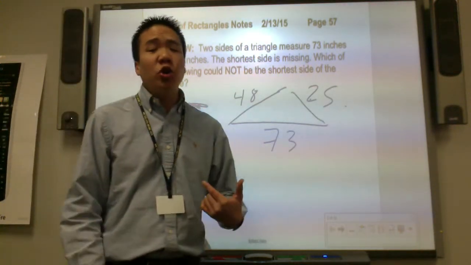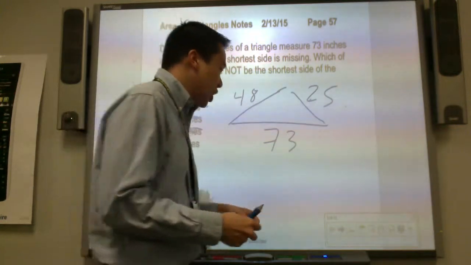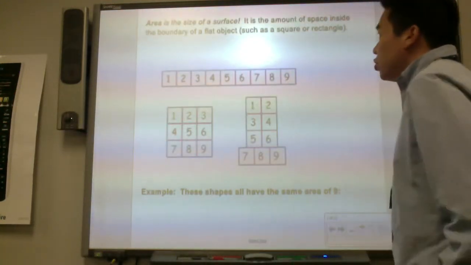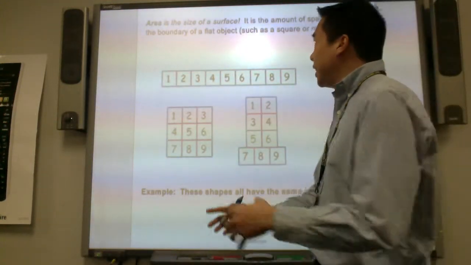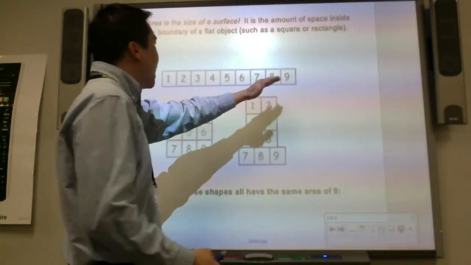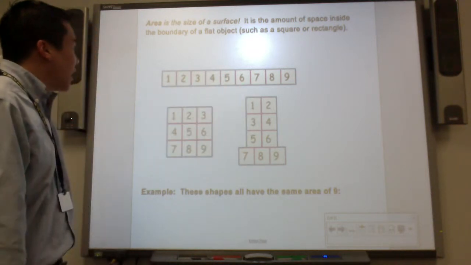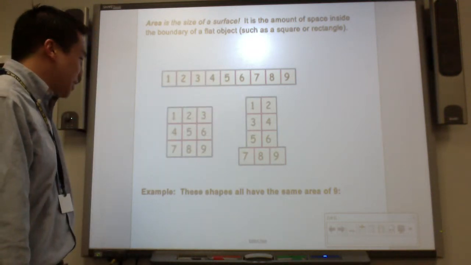So again, in triangle inequality, you take any two sides and combine them, it will be greater than the third side. So what is area? Area is the size of a surface. It's the inside of it. It is the amount of space inside the boundary of a flat object, such as a square or rectangle.